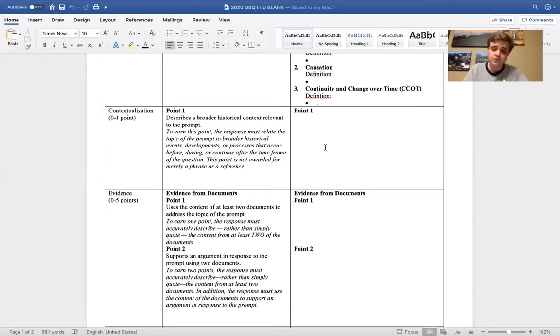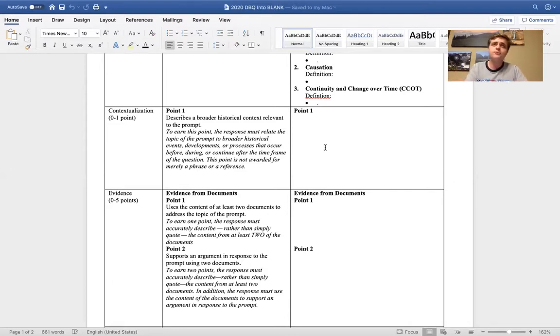You cannot also, because this is a DBQ, you cannot take information from the documents and use it in your contextualization paragraph. That's double dipping. You'll get the point either in contextualization or in the body paragraph, but you won't get points in both places. So you cannot double dip.